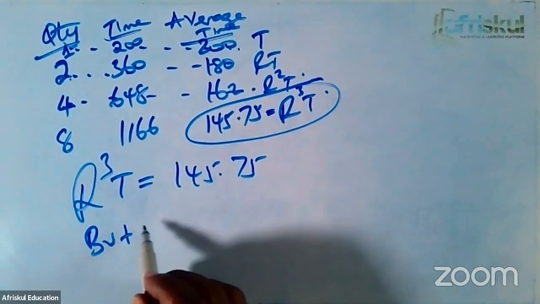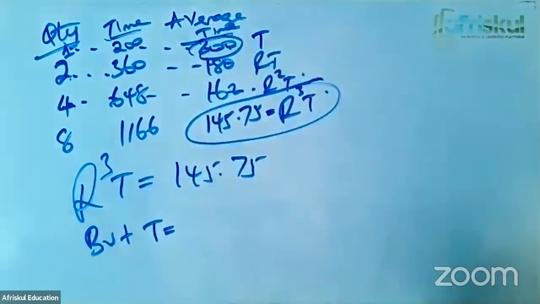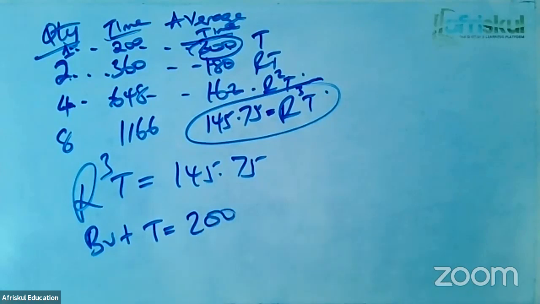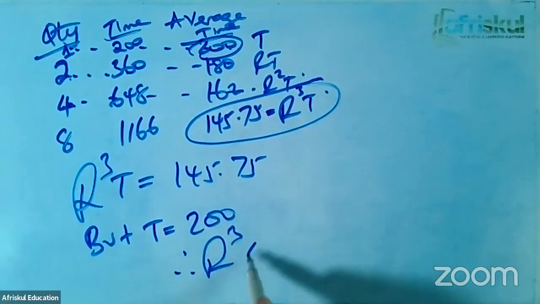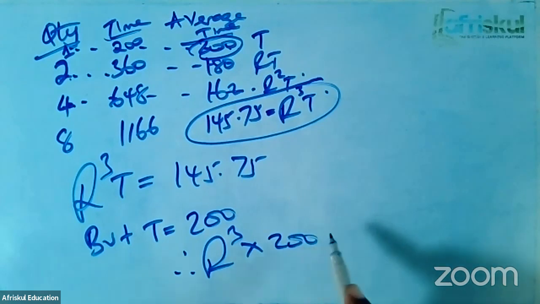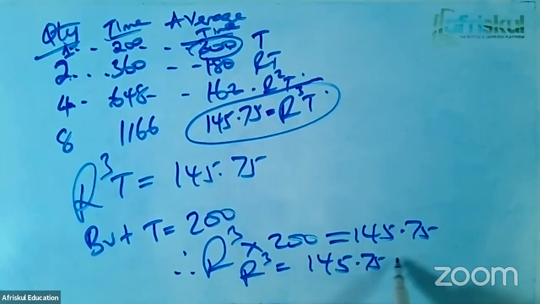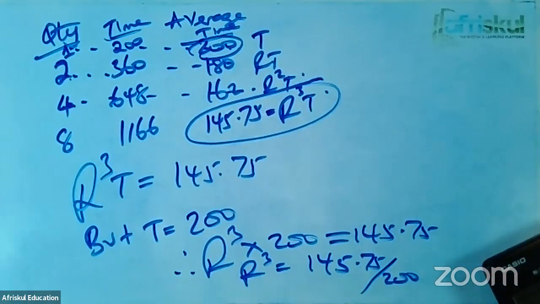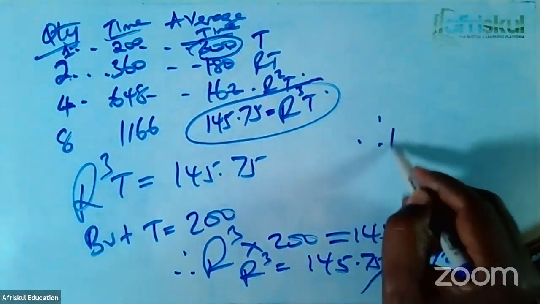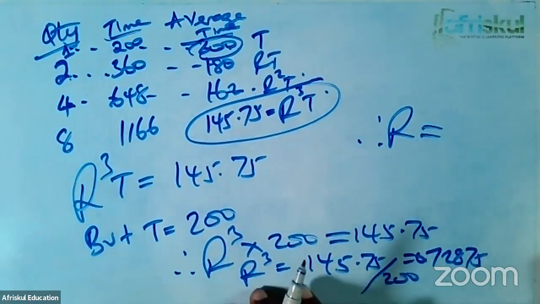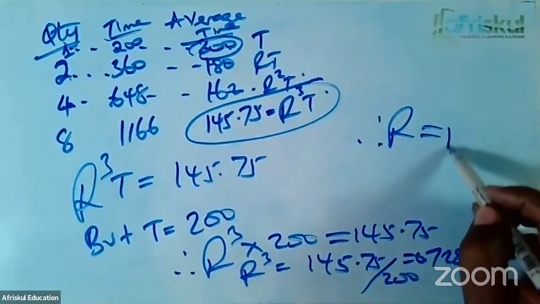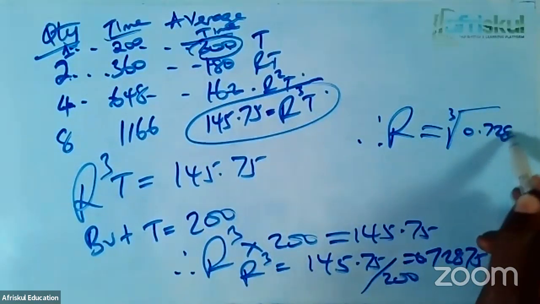But T, the original time here, was 200. Therefore, R cubed times T, which is 200, should be equal to 145.75. R cubed will be equal to 145.75 divided by 200. If you divide this by 200, we get 0.72875. And therefore, because I don't want R cubed, I want R alone, R will be equal to the cube root of 0.72875.